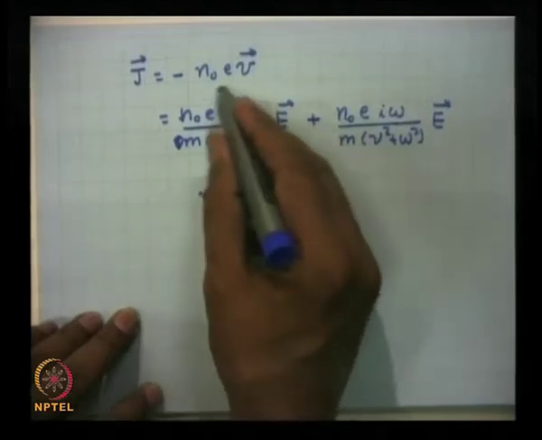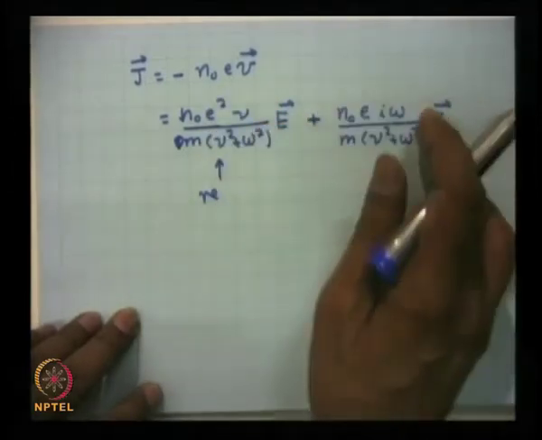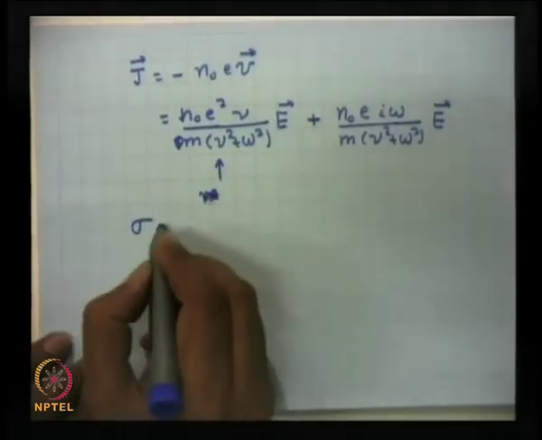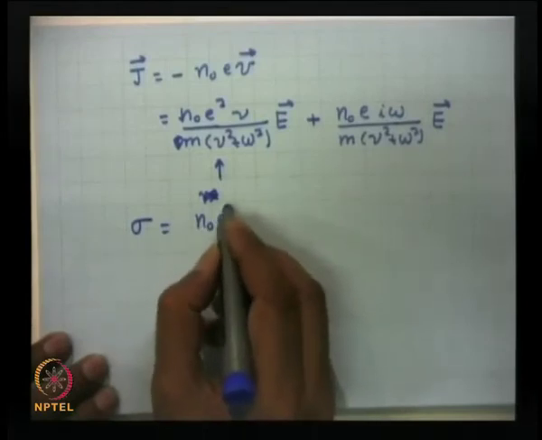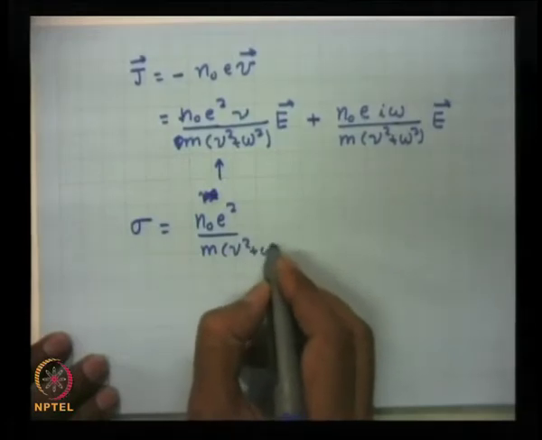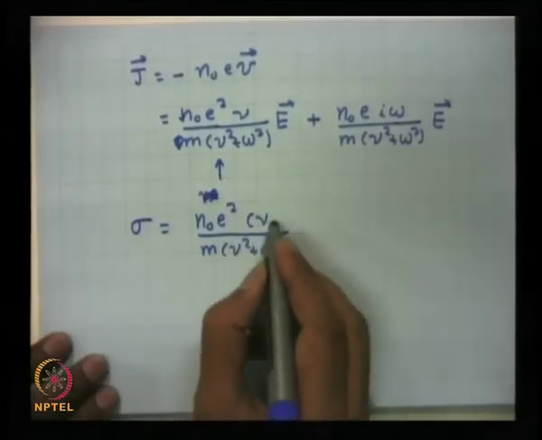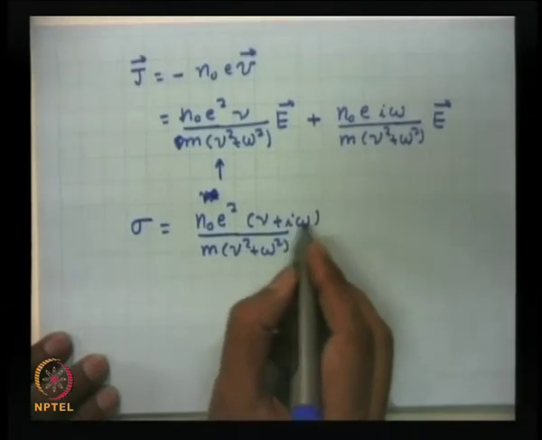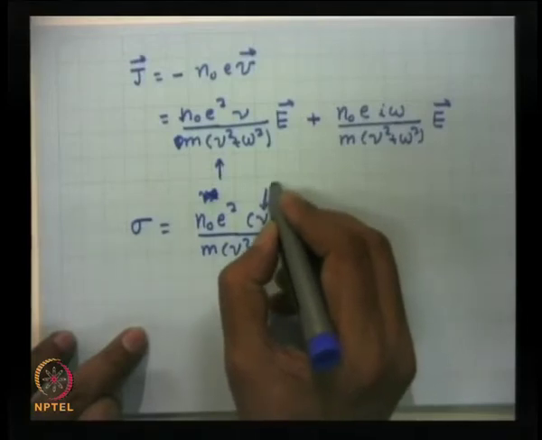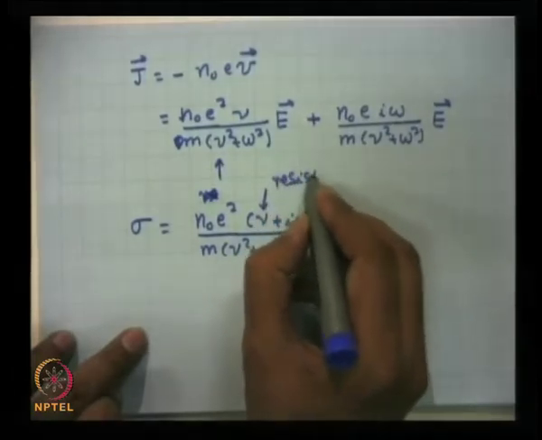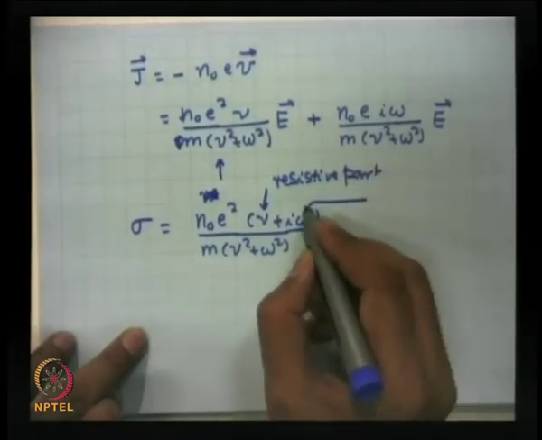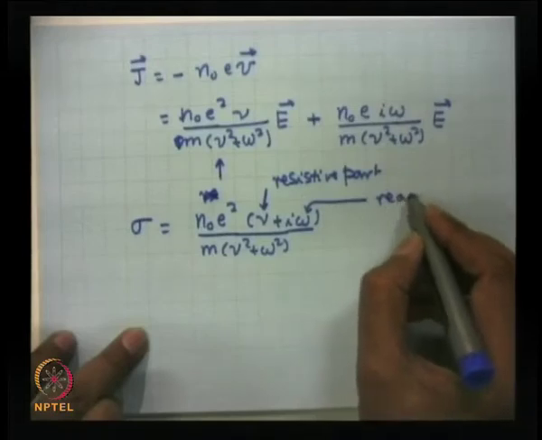of this whole coefficient. If I take E common, then the total expression is called conductivity. So, let me write the conductivity of a plasma: N0 E square upon m, nu square plus omega square, into nu plus i omega. This part of conductivity, the real part, is called the resistive part, and this imaginary part is called a reactive part or inductive part.